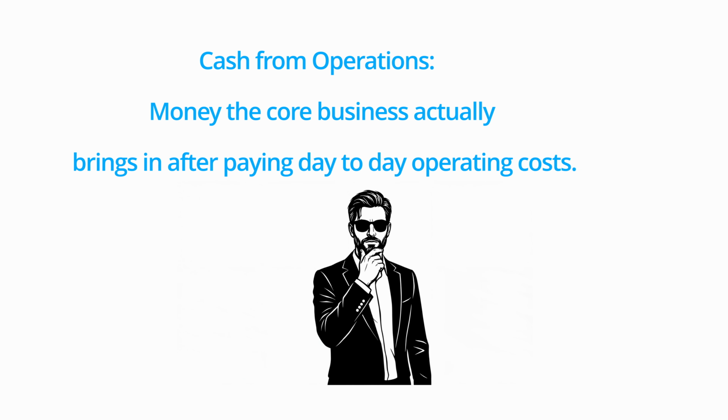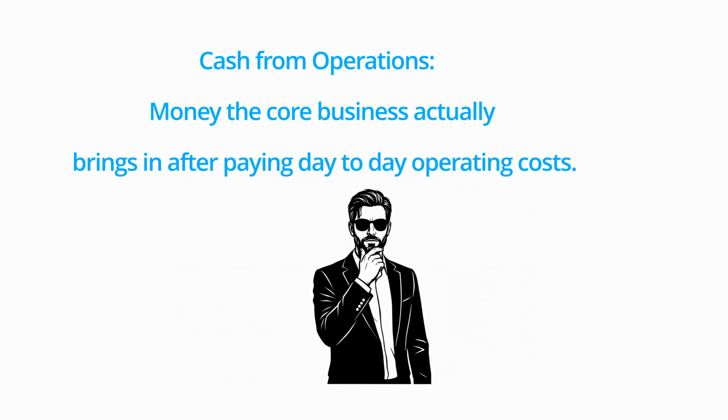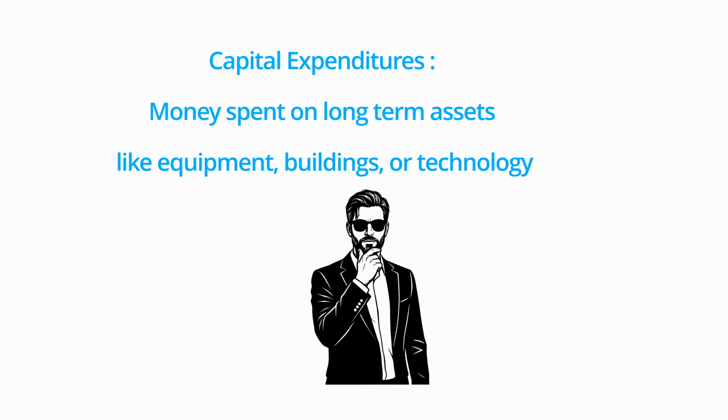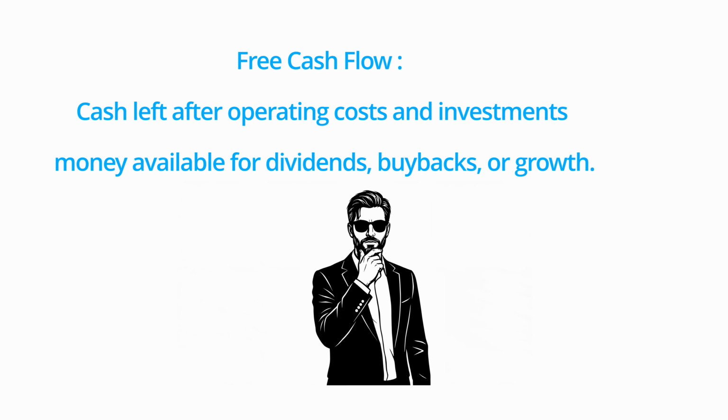Cash from operation, the money that the core business actually brings in after paying day-to-day operating costs, like workers' wages, material, and other stuff. Net income, the company's total profits after all expenses, taxes, and interest. Capital expenditures, money spent on long-term assets like equipment, buildings, and technology. Free cash flow, cash left after operating costs and investments, money available for dividends, paybacks, and growth.